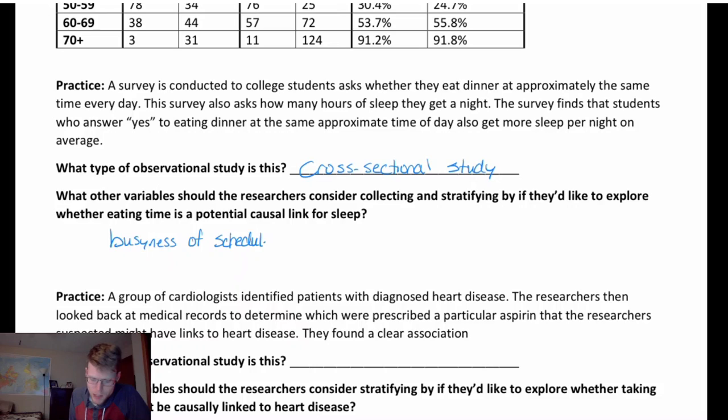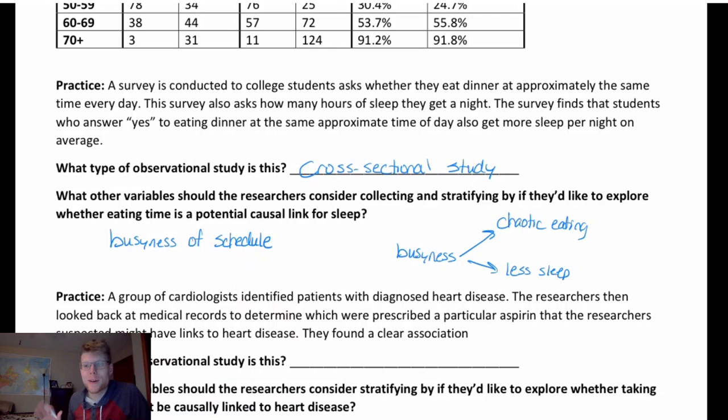Because people might be putting off dinner because they're just really busy. And because they're really busy, they're just not getting as much sleep. So in other words, what I'd hypothesize here that we should look at is, does busyness cause chaotic eating and less sleep? Which would counter this possible causation of, is it the chaotic eating that causes less sleep?